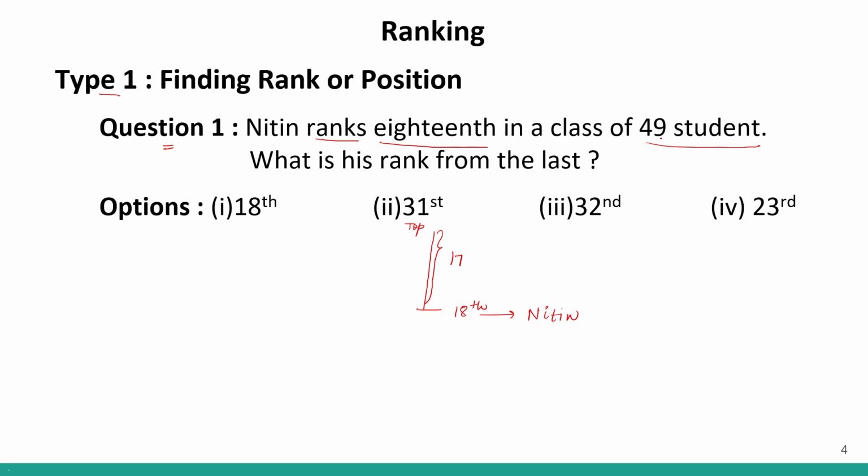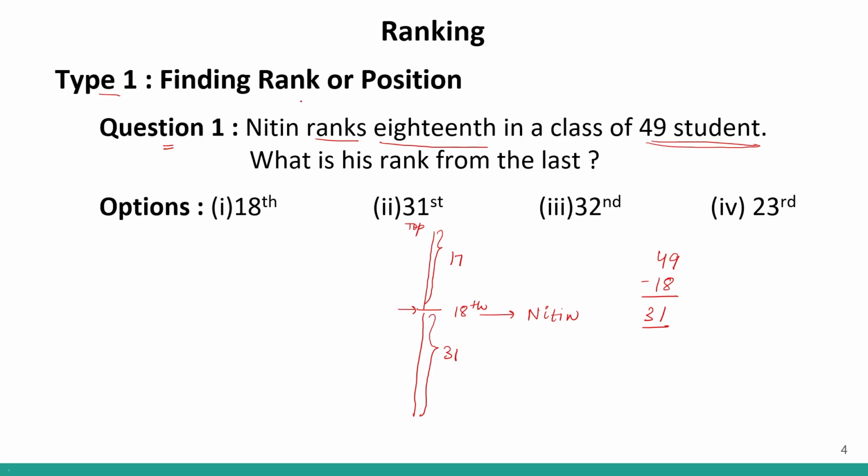Now we know that it is a total class of 49 students. So there will be some students that will rank below Nitin. How many students will there be? Basically, up till 18th we know. So up till here we have 18 students. If I subtract 18 from 49, I will get 31. So this remaining number of students is 31. So over here we have 31 students.